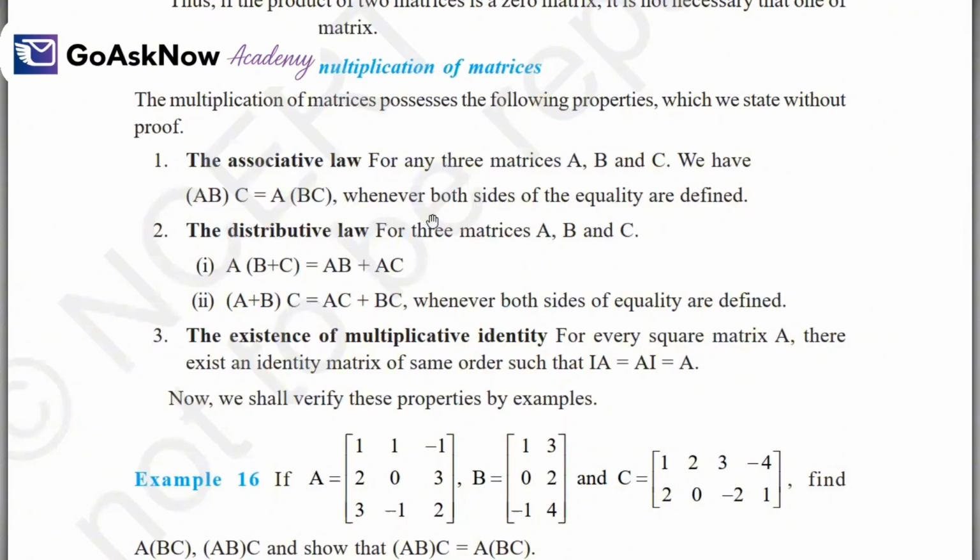The existence of multiplicative identity. For every square matrix A, there exists an identity matrix of the same order such that IA is equal to AI is equal to A. This is also true. For a 2 cross 2 matrix, the identity matrix I has 1, 1 on the diagonal and 0, 0 elsewhere. So this is a multiplicative identity also. If you multiply it, you will get IA equal to A and AI equal to A only.